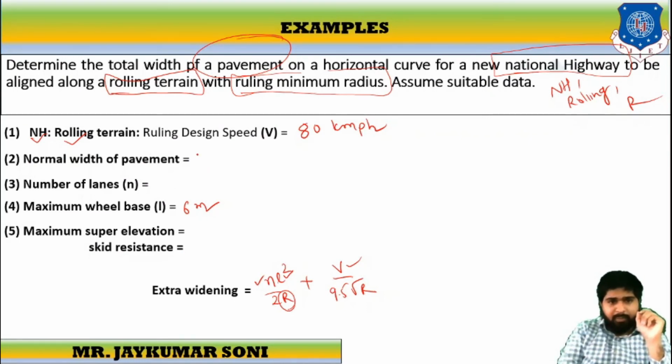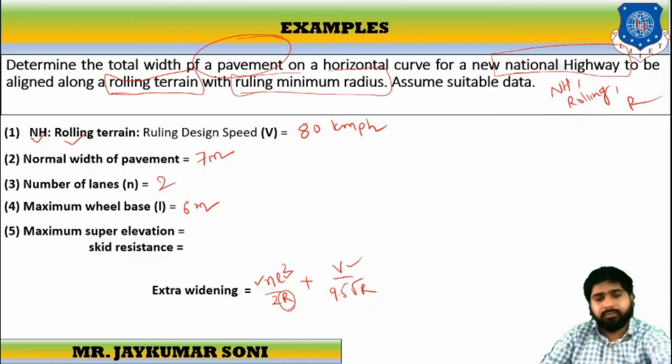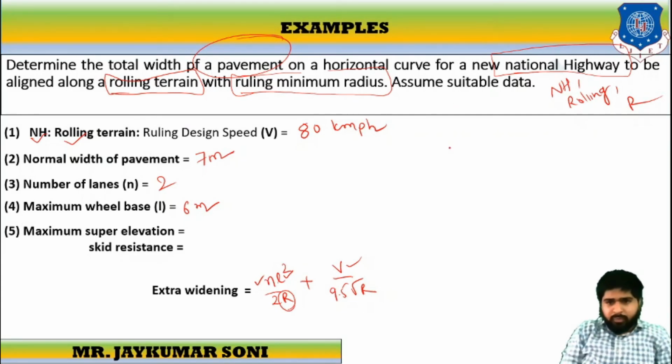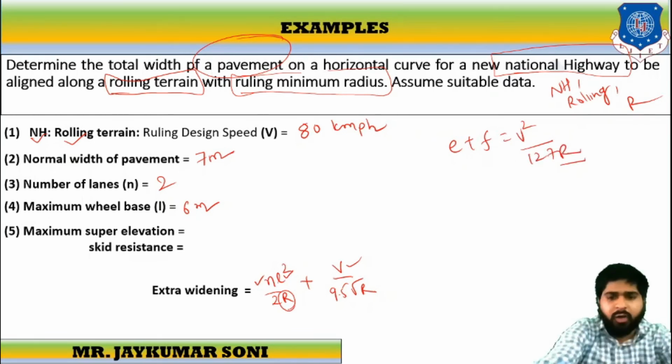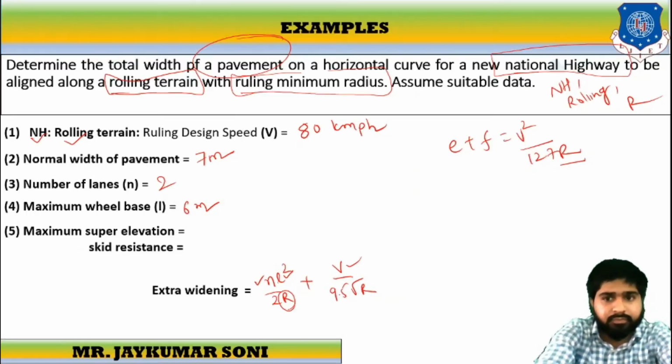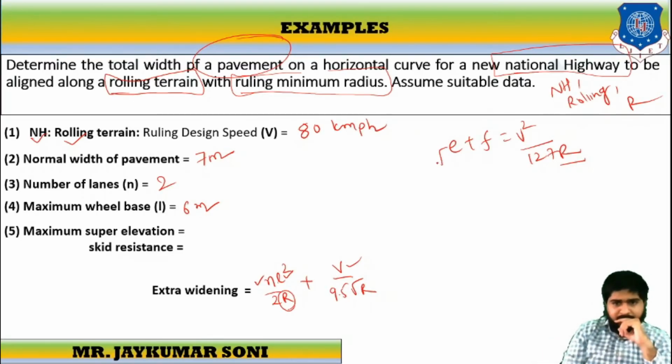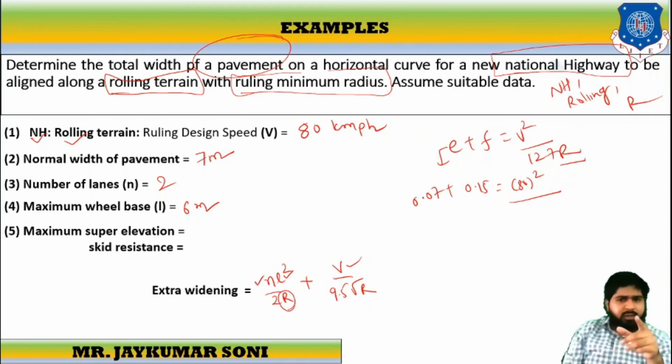The width of pavement is 7 meter. This is 2. So let us do that. So we know that the equation for super elevation is E plus F is equal to V square by 127R. We have to calculate R. So what we will do, we will take the maximum value of E, that is 0.07, F is 0.15, we are having the value of V, yes, 80. You can also take the equation of V square by gR, but you need to convert that to meter per second, and that is a waste of time. So I have taken this equation.